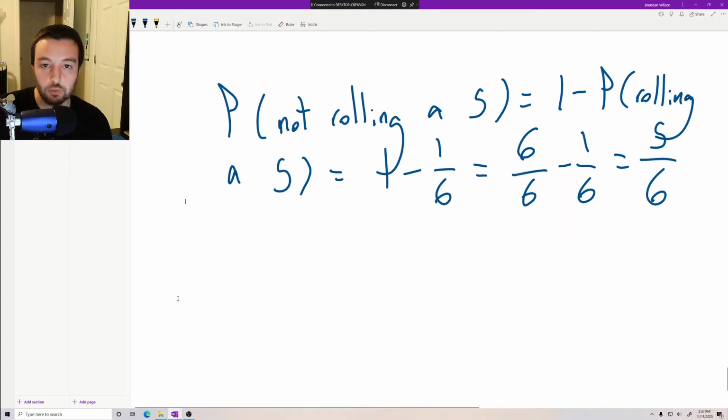This can be very useful because oftentimes it's easier to talk about the probability of things not happening rather than the probability of things happening, which we'll see a context for a little bit later.